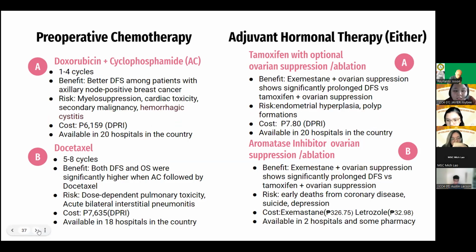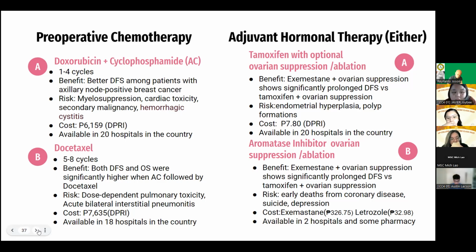We saw the benefit in the RCT comparing dose-dense AC, or doxorubicin and cyclophosphamide, with or without sequential paclitaxel. They have better disease-free rates among patients with axillary node-positive breast cancers. The risks are bone marrow suppression, increased risk of secondary malignancy, and significant cardiac toxicity. For cyclophosphamide, with prolonged use, it may cause hemorrhagic cystitis.